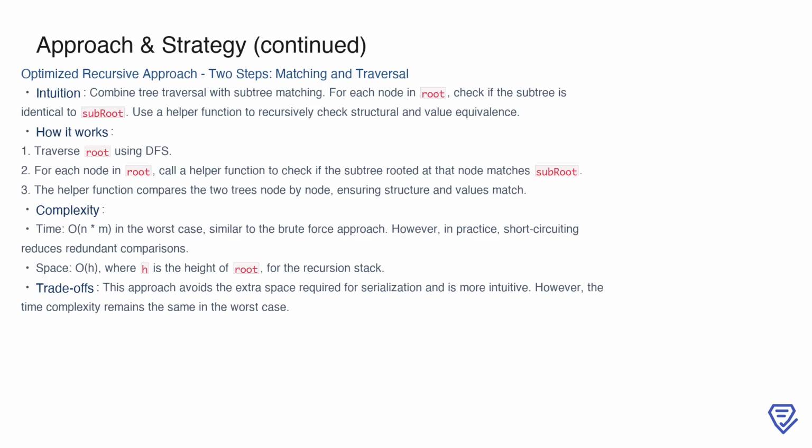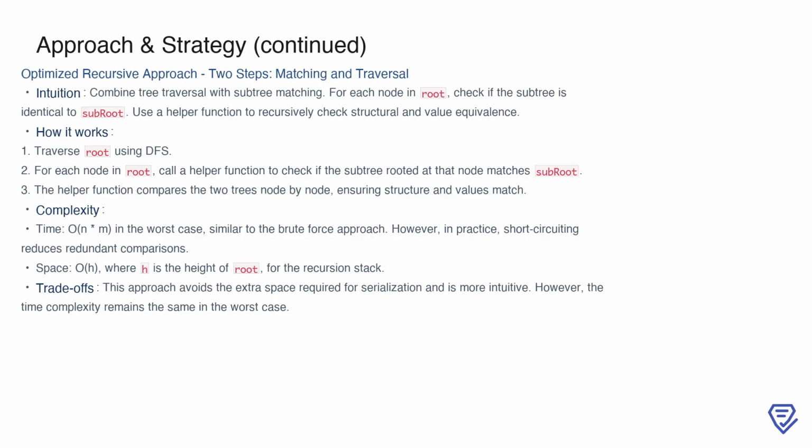The main idea is to traverse the main tree root using depth-first search and, at each node, check if the subtree rooted at that node matches subroot. This is achieved through a helper function that recursively compares the two trees, ensuring that both their structures and their node values are identical. The process involves two main steps: first, traverse root node by node, and second, for each node, invoke the helper function to check for equivalence with subroot.